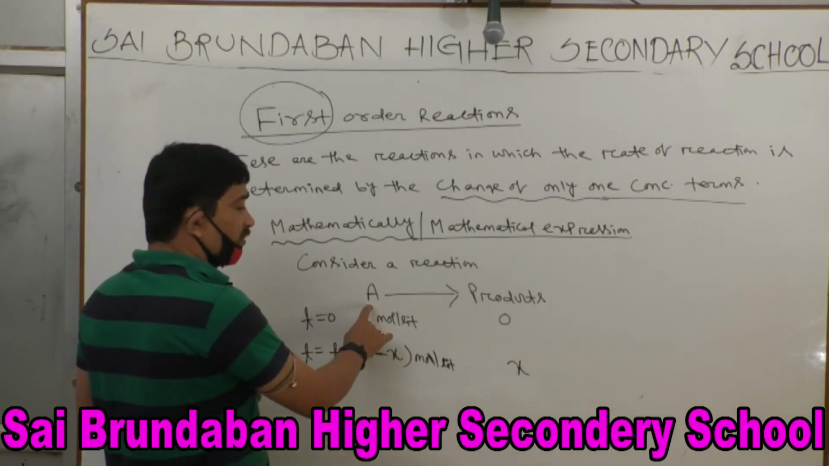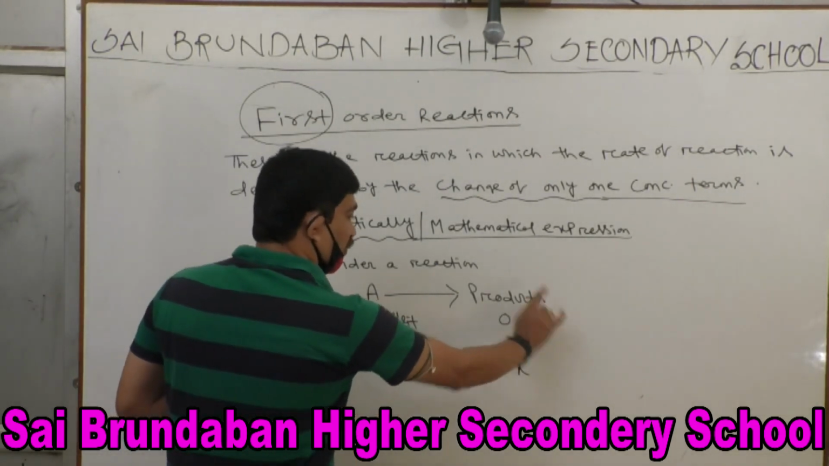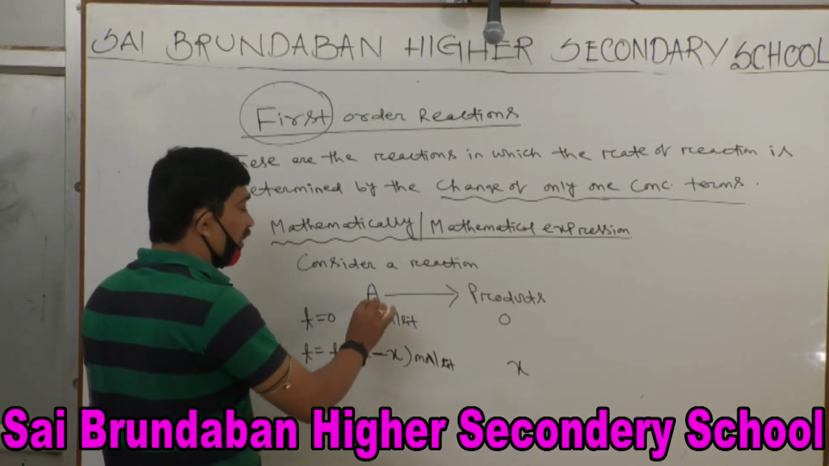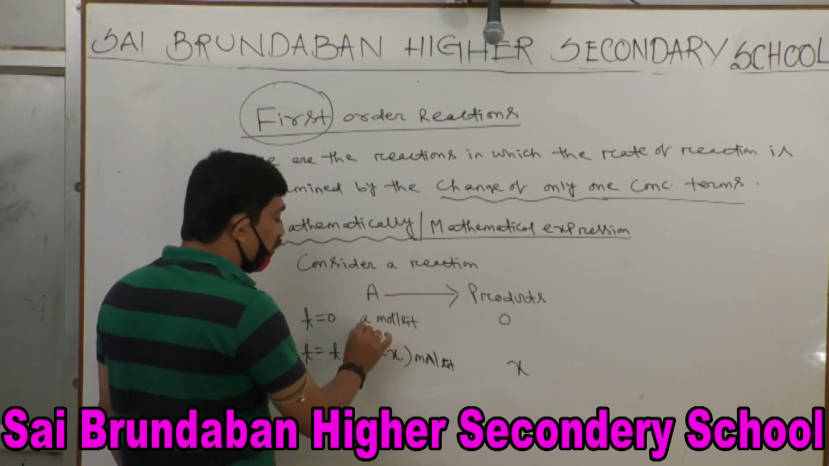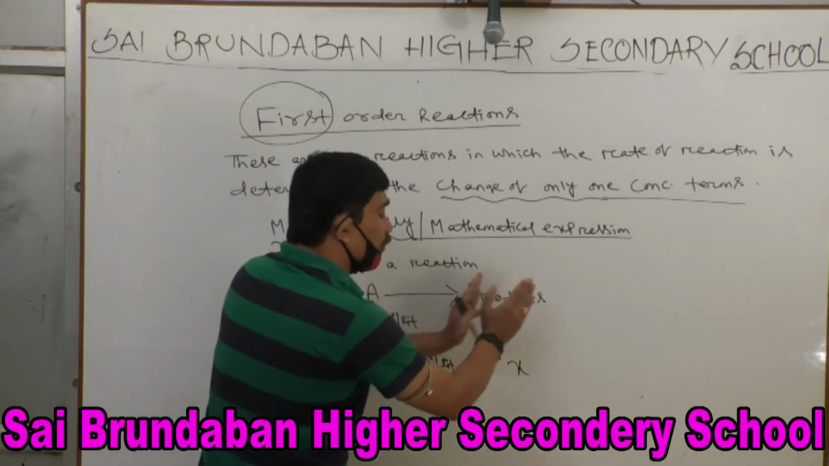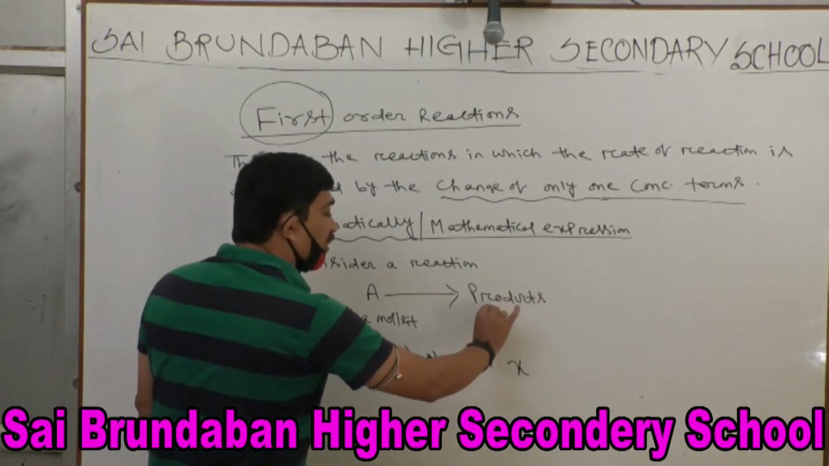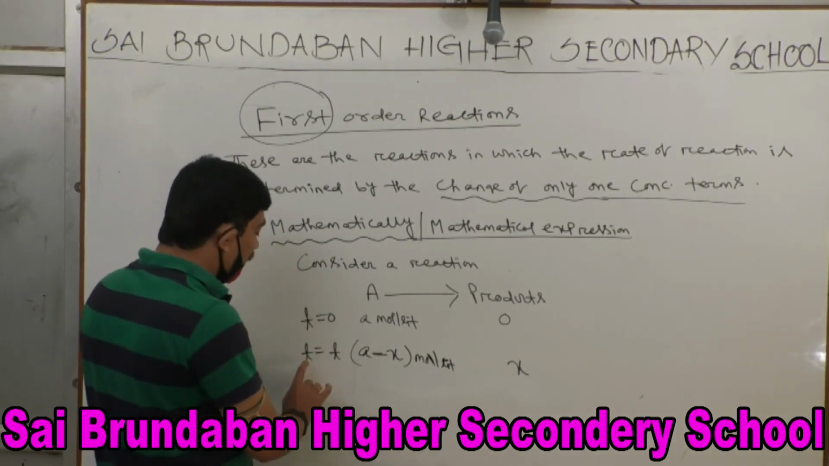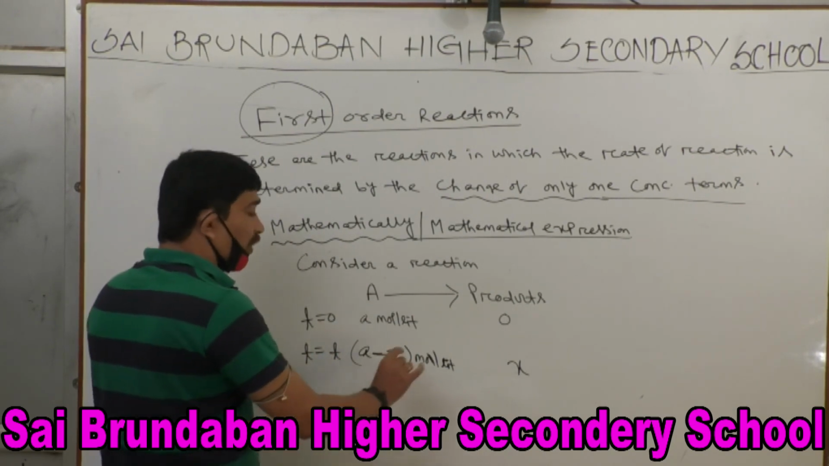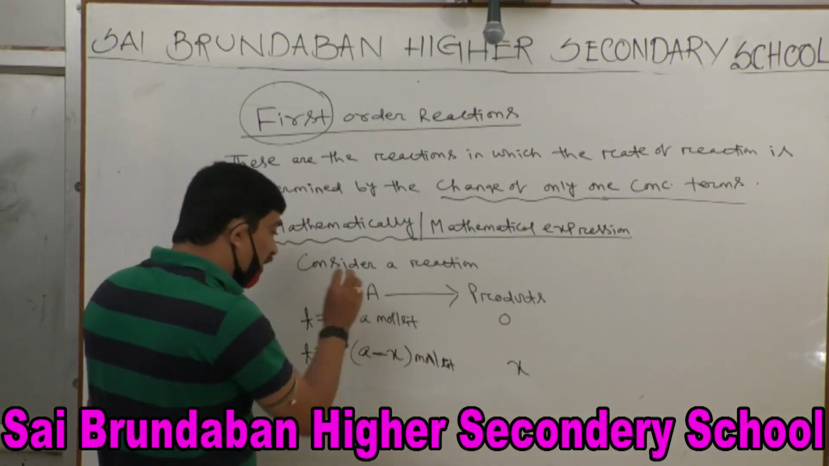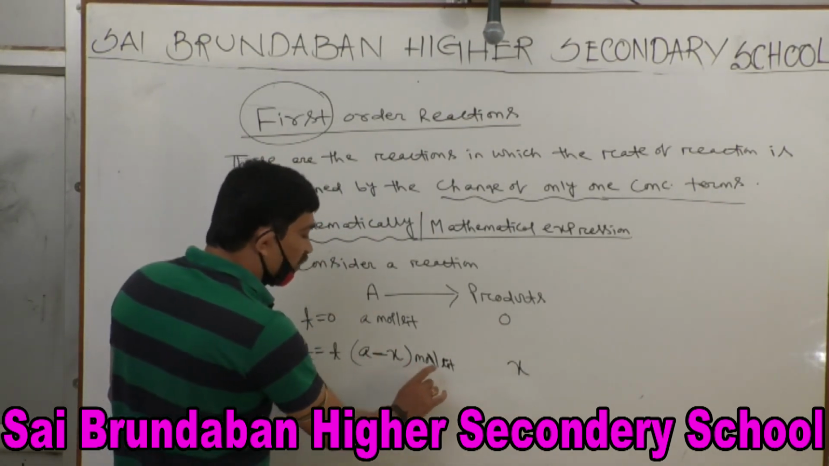So look at this. A is the reactant. This gives rise to product. When time t equal to 0, the concentration of reactant A is small a moles per liter. At that time, no reactant has decomposed to give product, so the product concentration is 0. Next, after some time, let us assume that t equal to t. The concentration of product is x. At that time, the remaining concentration of A is a minus x moles per liter.